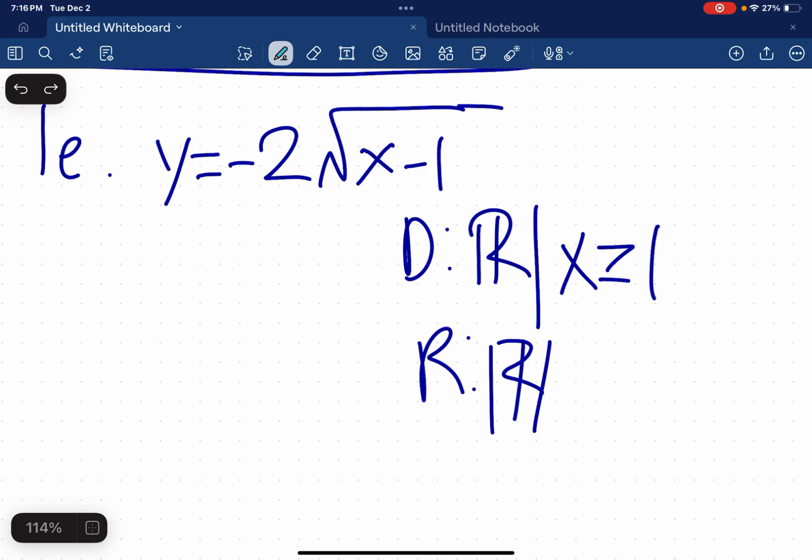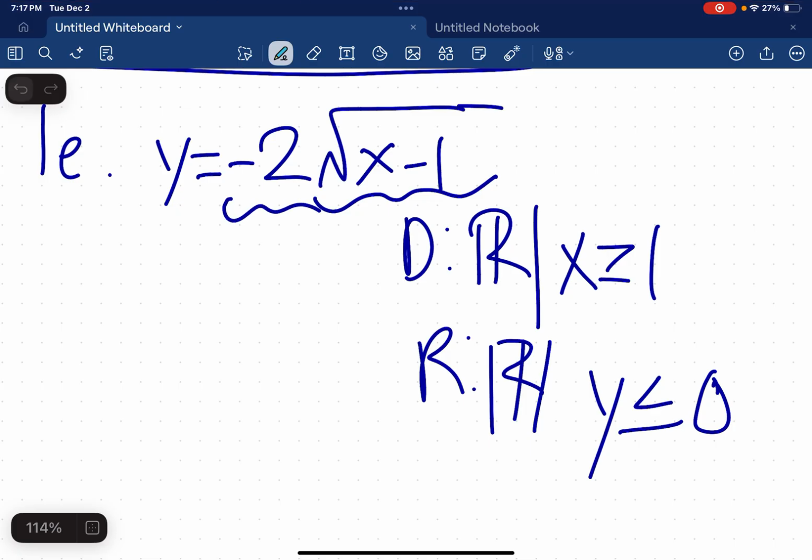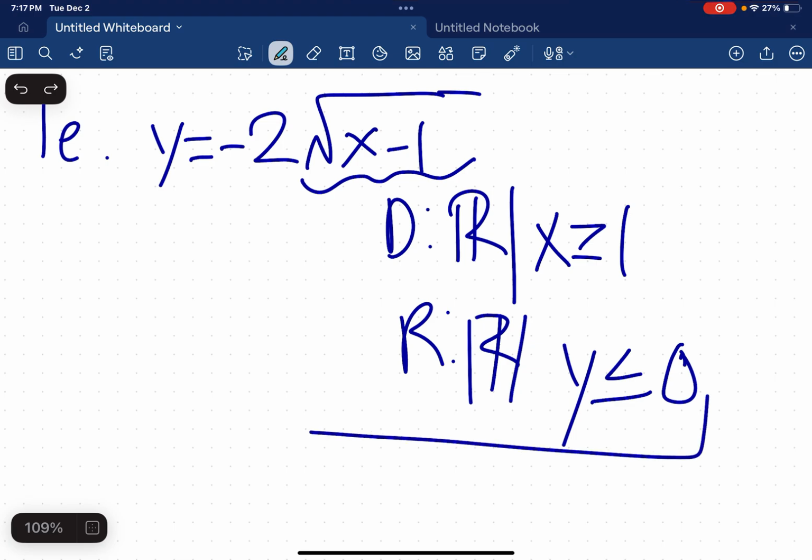So we know y has to be, oh wait, no, whoa. I was about to say greater than or equal to 0, but it's actually going to be less than or equal to 0. The reason being is this can only compute positive numbers or 0. If it computes 0, it's equal to 0. If it computes a positive number, it'll be negative because of that negative 2 on the outside. So this is our final answer here.